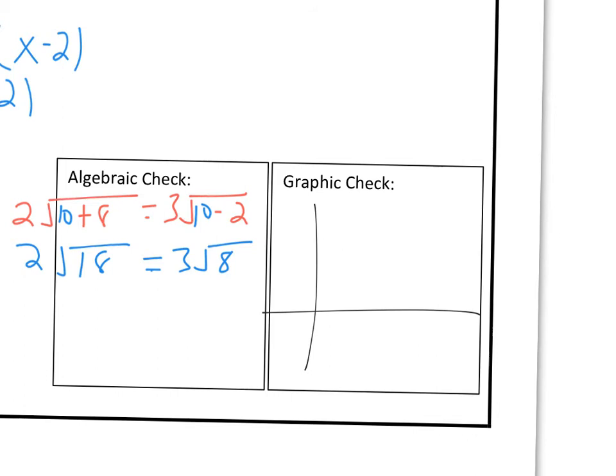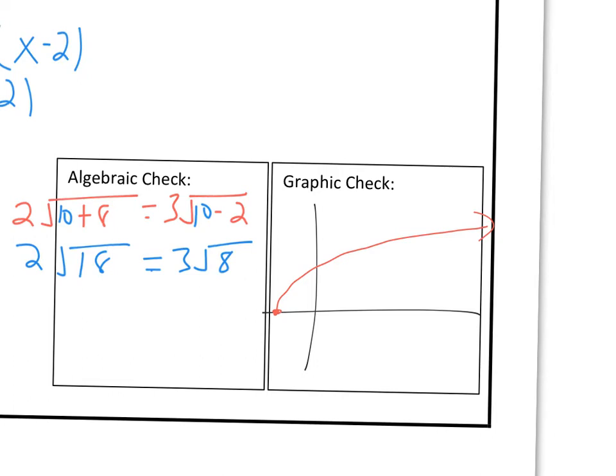Alright, so we have 2 square root of x plus 8. Well, I know that x plus 8 is inside parentheses, and it's going to move it left 8. So I'm going to have to pretend that this is left 8. Okay, and then it's 2 times, so it's going to be growing 2 times faster. That's my basic sketch there from my calculator for you. And then I have 3 square root of x minus 2.